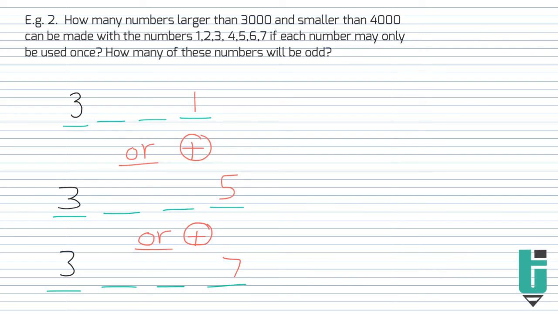Okay, cool. So let's start with the first case. We have a 3 and a 1, which are fixed. And then for the remaining 2 spaces, since we've already used up 2 of the numbers, we now only have 5 left. So we'll have 5 for this space, and then 4 for this space. And then we simply multiply these together. 5 times 4 is just going to be 20.